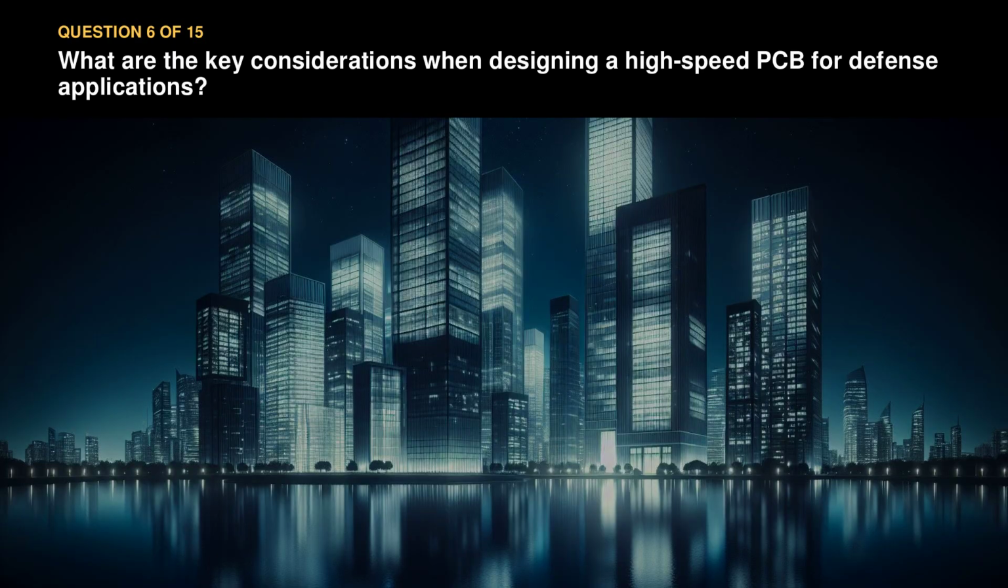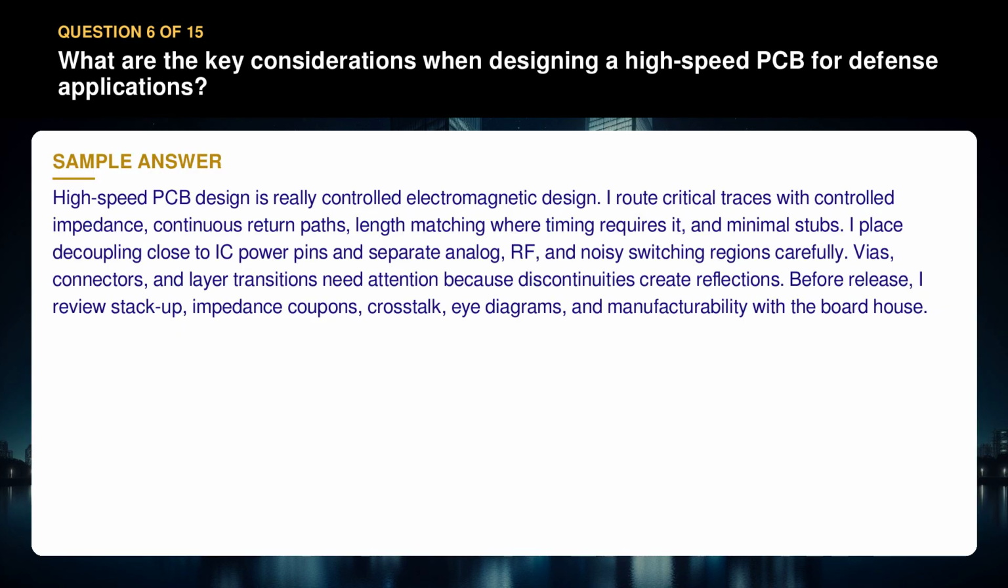Question 6. What are the key considerations when designing a high-speed PCB for defense applications? High-speed PCB design is really controlled electromagnetic design. I route critical traces with controlled impedance, continuous return paths, length matching where timing requires it, and minimal stubs. I place decoupling close to IC power pins and separate analog, RF, and noisy switching regions carefully. Vias, connectors, and layer transitions need attention because discontinuities create reflections.